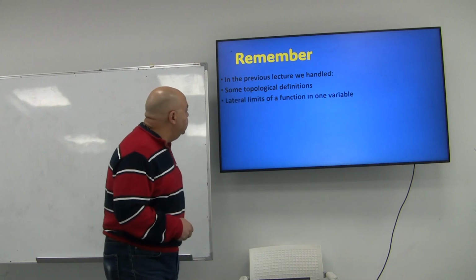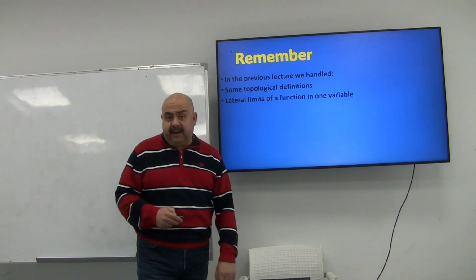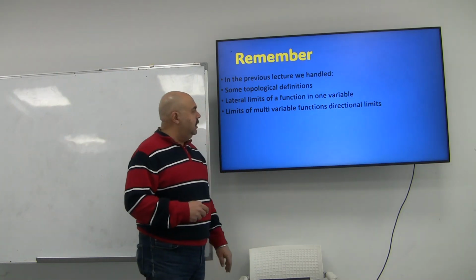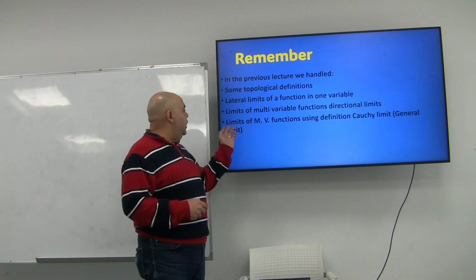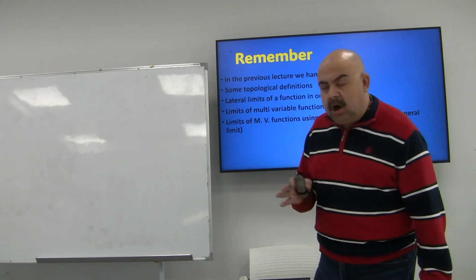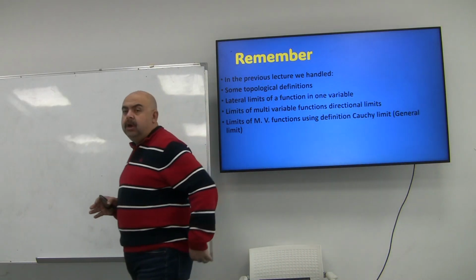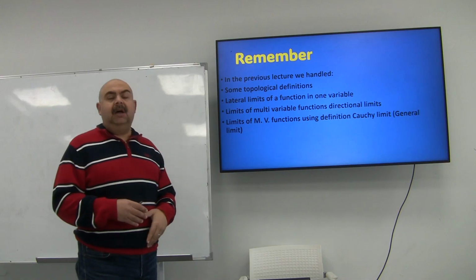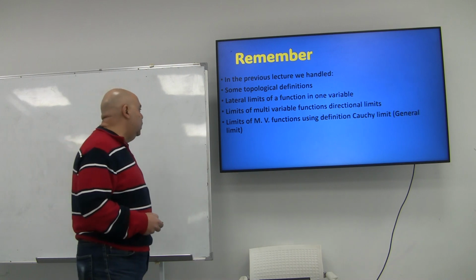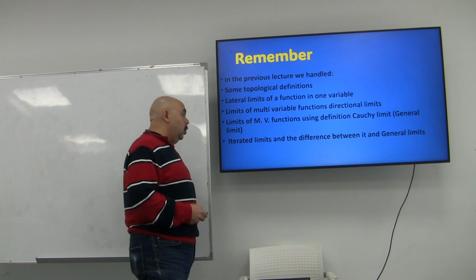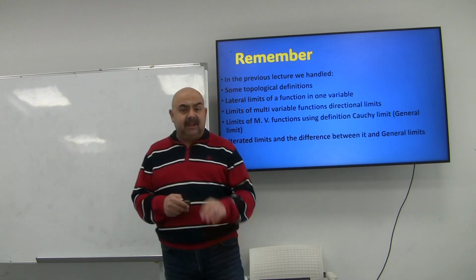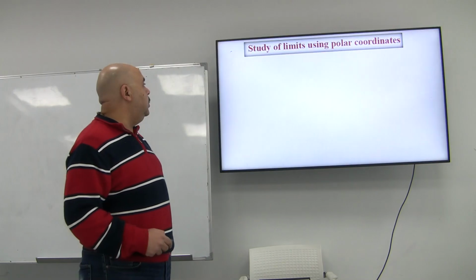Then we went through the limits, the lateral limits of a function in one variable, and after that we went to limits of multivariable functions, directional limits through various curves, then limits of multivariable functions using the definition of Cauchy, and that was the heading of the previous session. We saw how to start working with epsilon and delta and start determining the inequality. Based on it, we will know the general limit of a certain multivariable function. Also, we ended the previous session with the iterated limits and the difference between them and the general limits, and this is really very important as we spoke in the previous lecture.